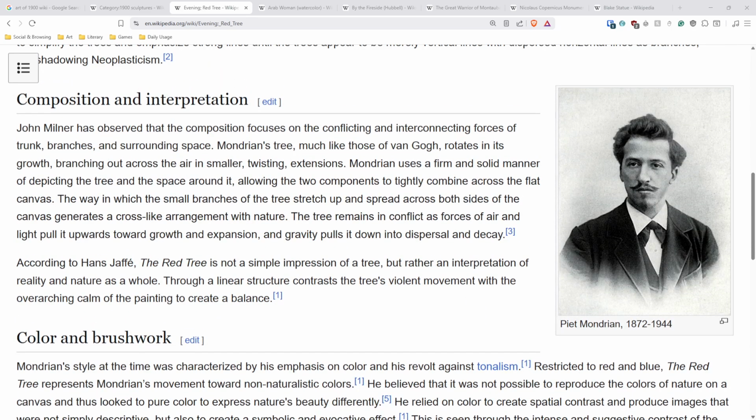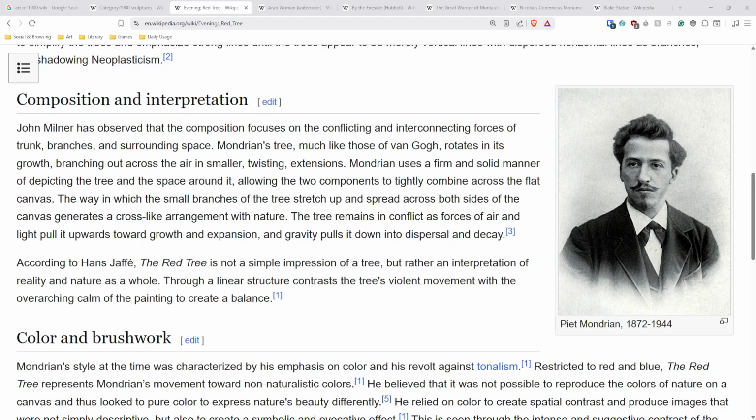Okay, composition and interpretation. John Milner has observed that the composition focuses on the conflicting and interconnecting forces of trunk, branches, and surrounding space. Mondrian's tree, much like those of Van Gogh's, rotates in its growth, branching out across the air in smaller twisting extensions. Mondrian uses a firm and solid manner of depicting the trees around.